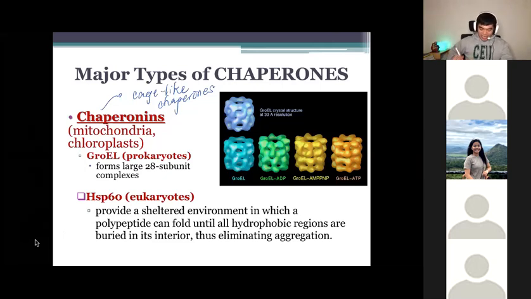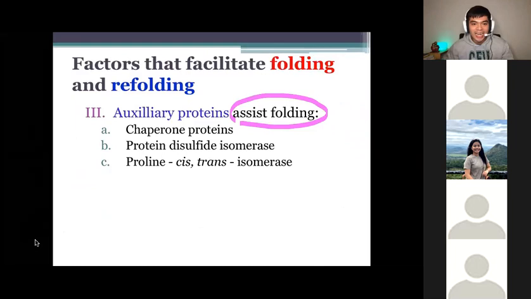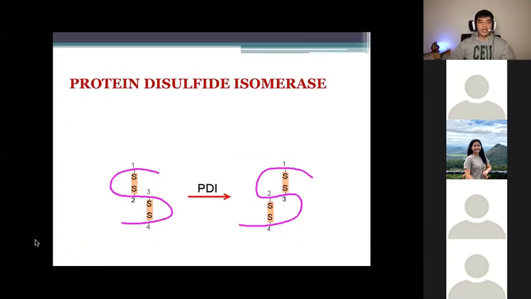Balikan na lang natin yung slide ha. Ito yung auxiliary proteins. Naalala nyo to kanina. Di ba tatlo? Majority ang chaperones. Ito yung miscellaneous. Okay na? Naalala na? Okay. So, punta na tayo sa miscellaneous. Second, we have protein disulfide isomerases.